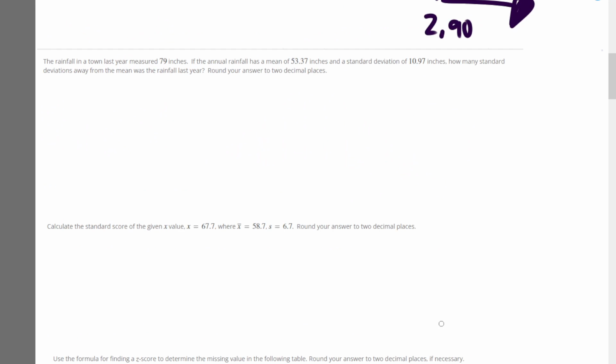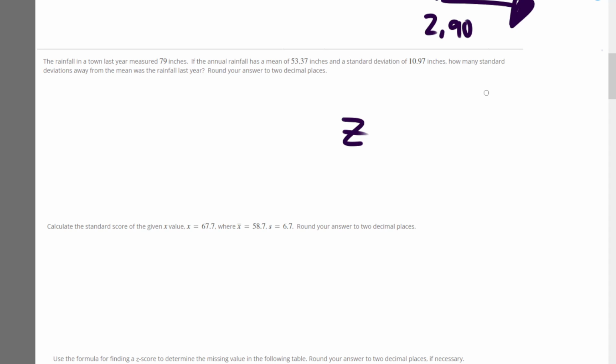This one is telling us that the rainfall in a town last year measured 79 inches. If the annual rainfall has a mean of 53.37 inches and a standard deviation of 10.97 inches, how many standard deviations away from the mean was the rainfall last year? And we want to round our answer to 2 decimal places. So it's giving us all the information we need to calculate the z-score.